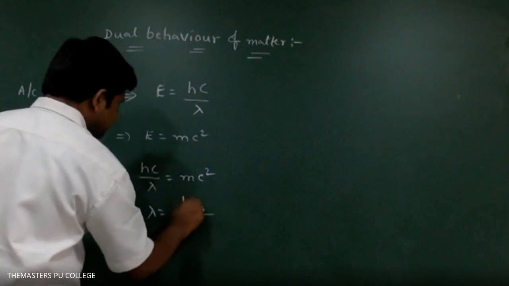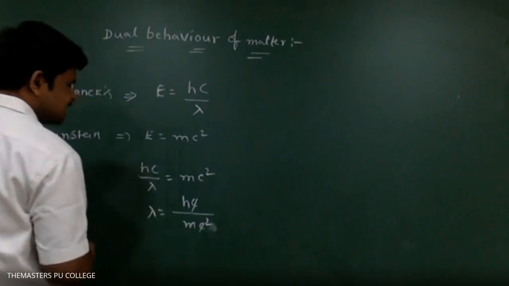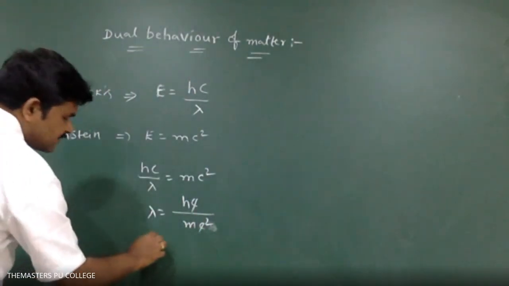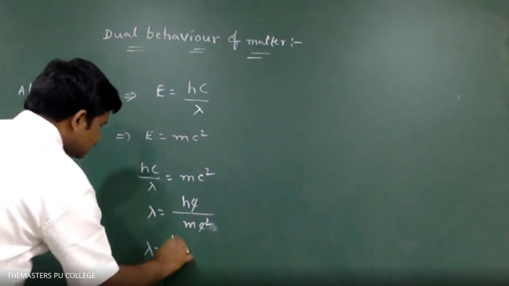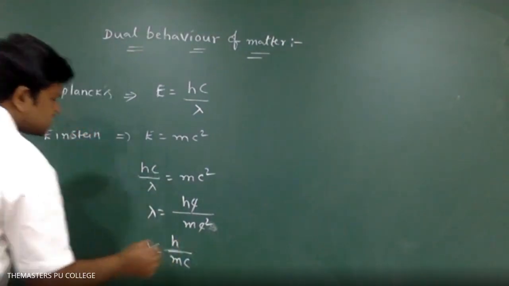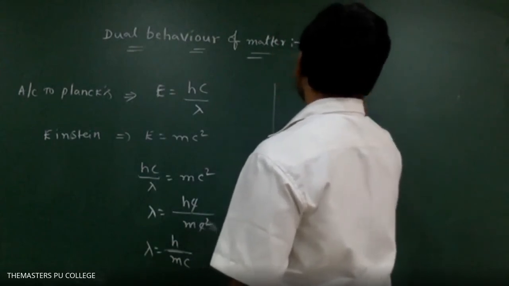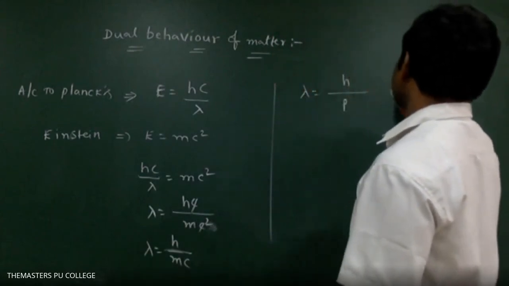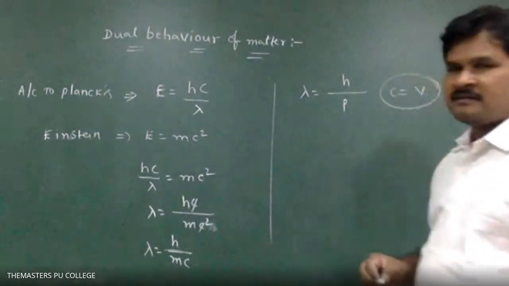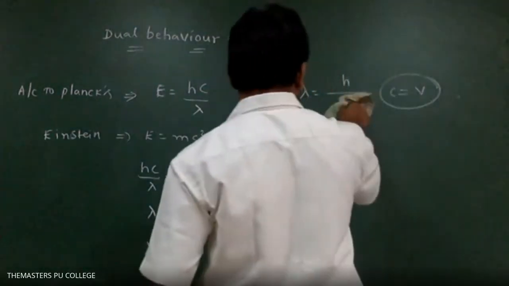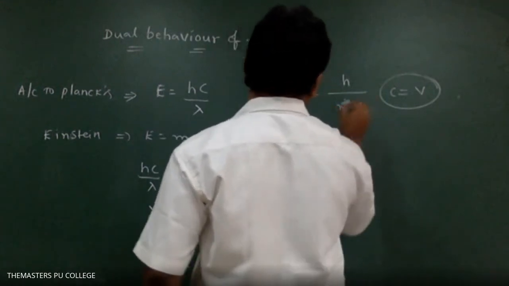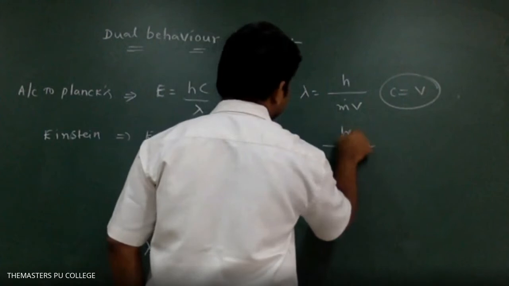I want this h c by m c square. h c divided by m c square. So c square cancels? Yes, sir. Lambda is equal to h by m c. Here c means what? Speed of light. Then changing it like this, lambda is equal to h by m v, because c is nothing but v. So lambda is equal to h by p.